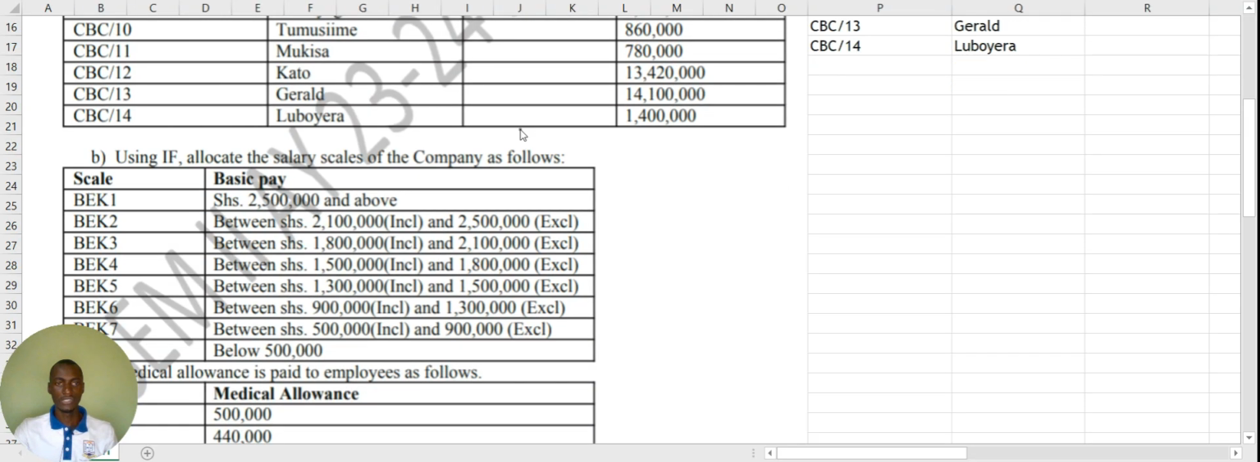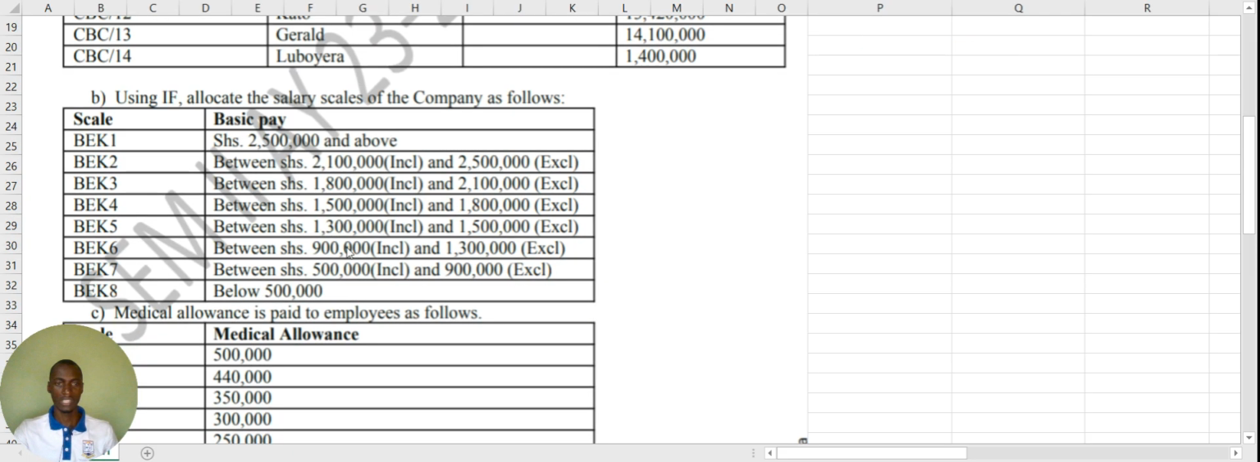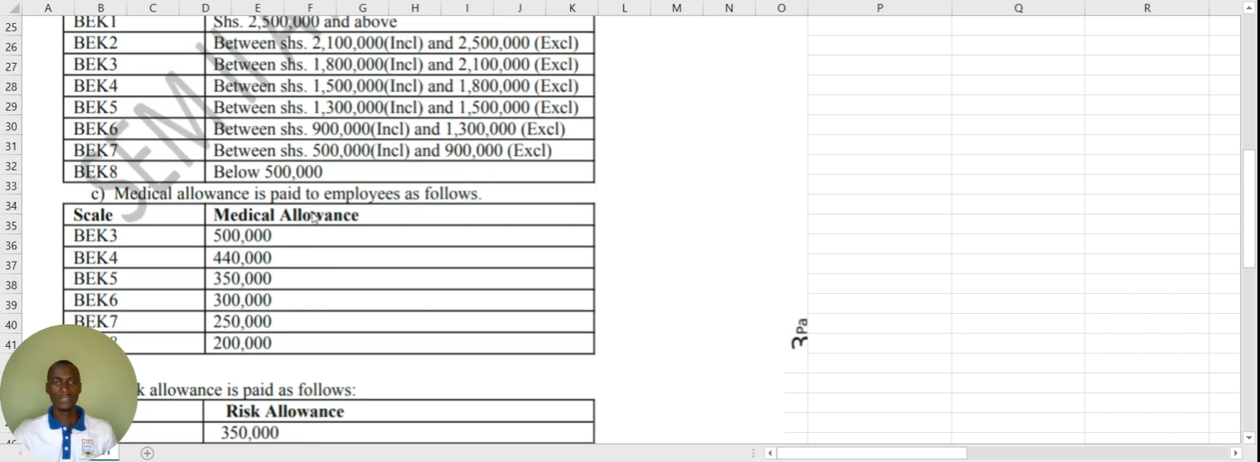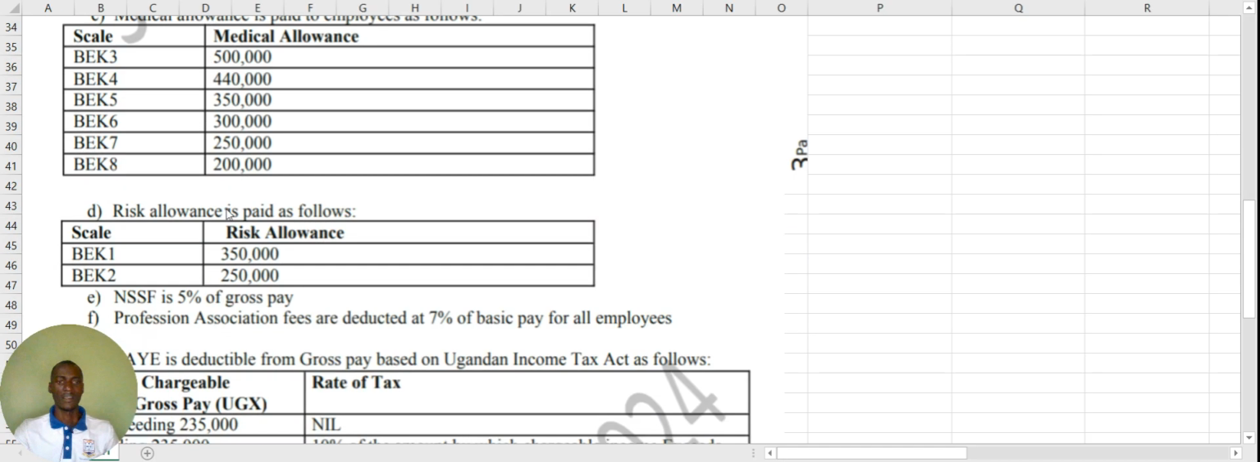Then part B, use IF. Allocate the salary scales of the company as follows. So we are going to use IF to allocate the salary scales. The salary scales will be allocated on the basis of the basic pay, as we are going to see. Then medical allowance is paid to employees as follows. Still, medical allowance is going to be allocated to the employees on the basis of the scales.